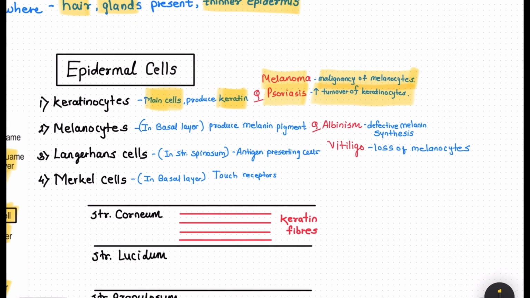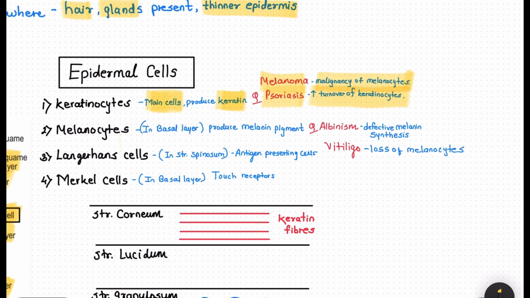Then the second one is melanocyte. Melanocytes are present in basal layer and they produce melanin pigment. Okay. And melanin pigment, there is defective melanin synthesis in albinism. Albinism में क्या होता है? There is defective melanin synthesis.